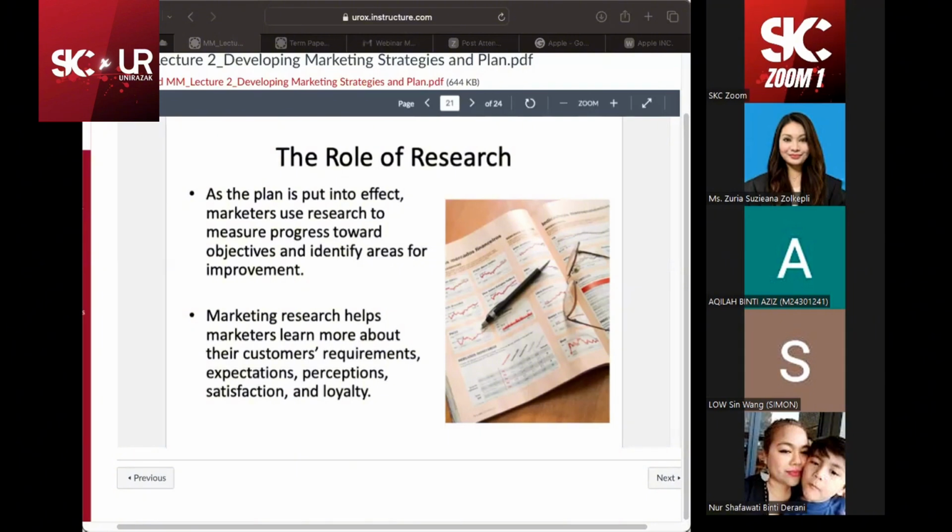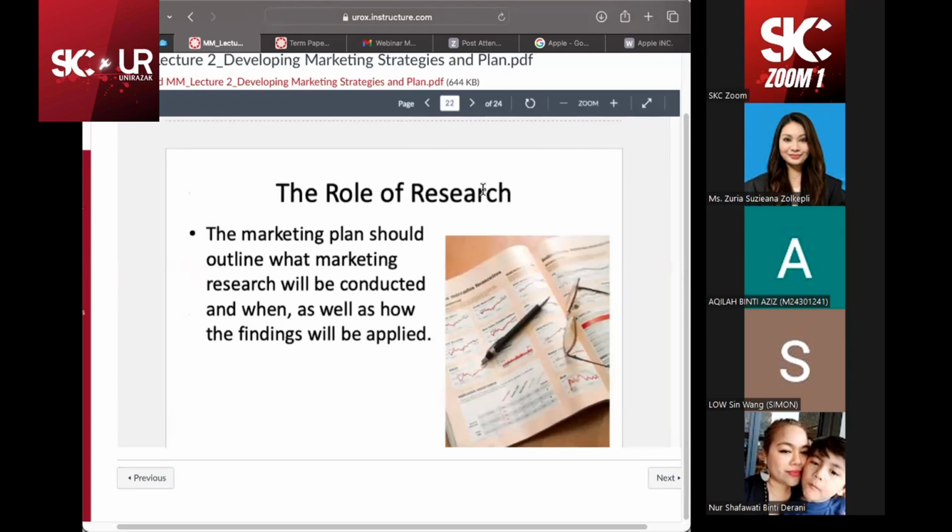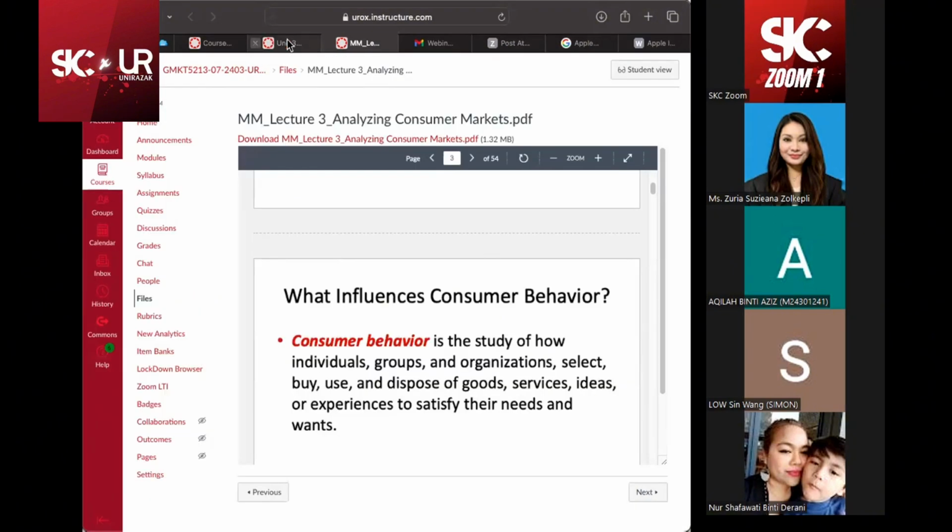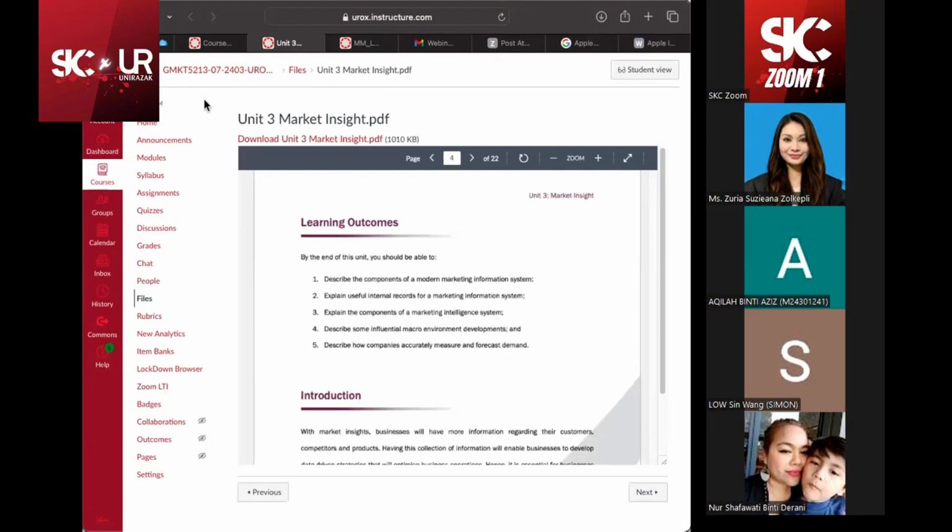Kejap ya. For next is your marketing research, the rule of research. I need to take this one. All right, so let's go here.